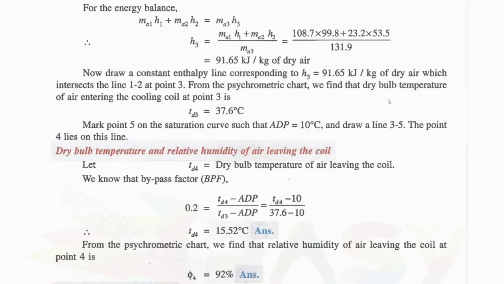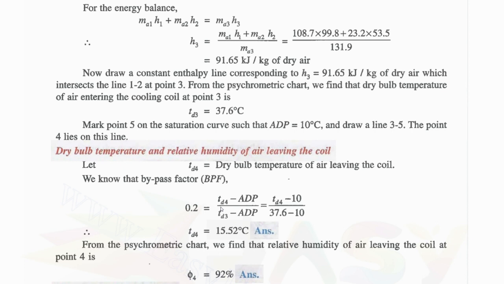So now solving, we have got point number 3. Now the dry bulb temperature and relative humidity of air leaving the coil we have to calculate with the help of the bypass factor. We have to find TD4, which is the temperature of air leaving the coil. With the bypass factor, we get (TD4 minus ADP) upon (TD3 minus ADP). We have the apparatus dew point temperature or coil temperature given as 10 degrees Celsius, and we have TD3, so we will get TD4 here as 15.52 degrees Celsius.